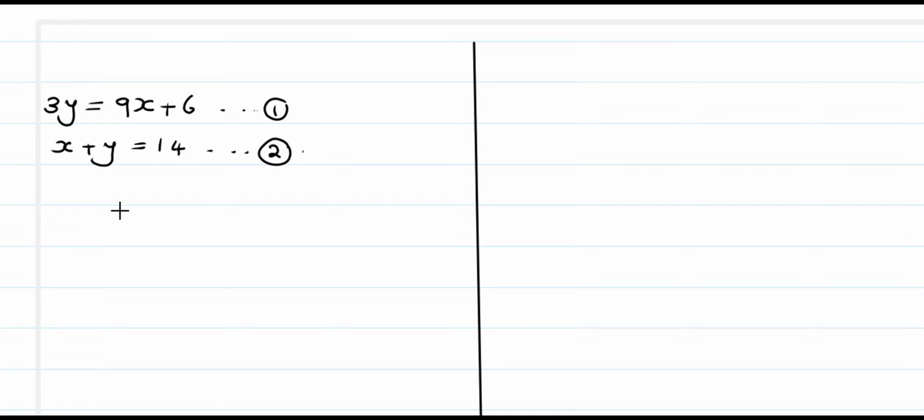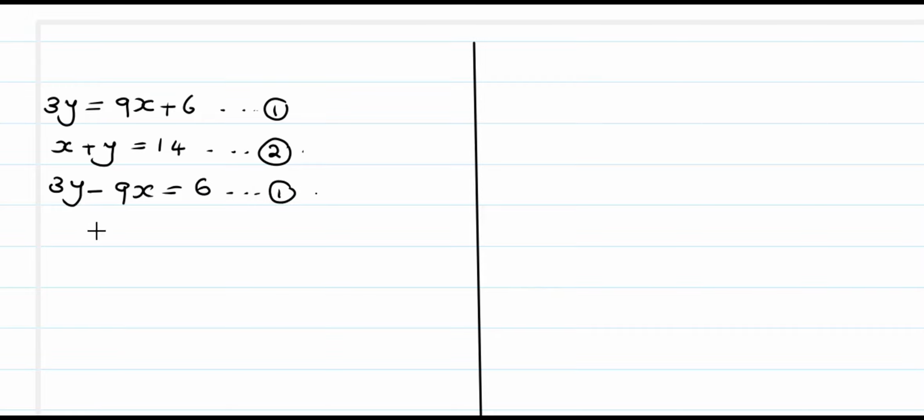So the first thing as usual is to arrange all these unknowns to be in the same column. And as you can see, the first equation is 3y is equal to 9x plus 6. So I can write it like this: 3y, I take 9x to the other side, which becomes minus 9x is equal to 6. This becomes our equation 1 again.